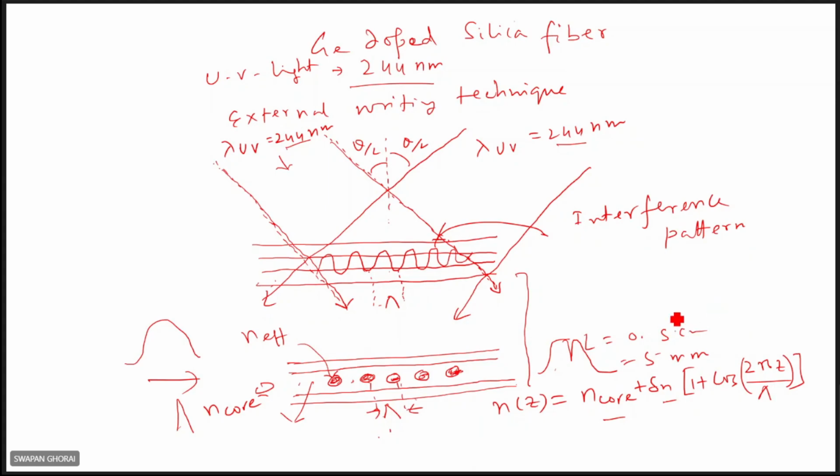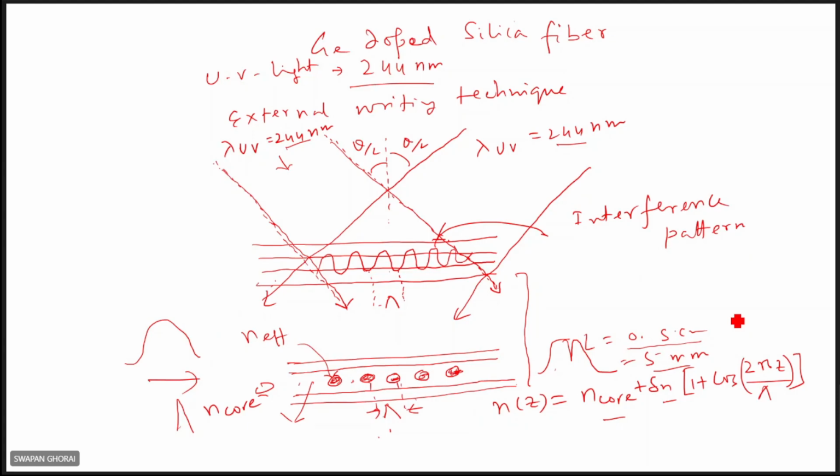It is mentioned that the grating length can be 0.5 centimeter to 5 millimeter for a normal FBG. But of course, there can be long period gratings, chirped fiber gratings, and superstructure fiber gratings. In those cases, the length will vary. This is for a normal FBG.